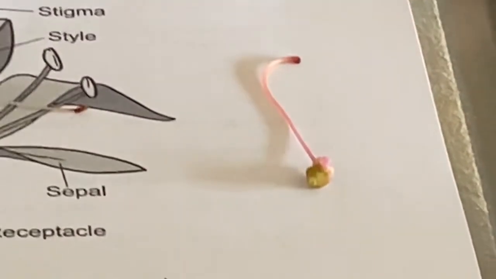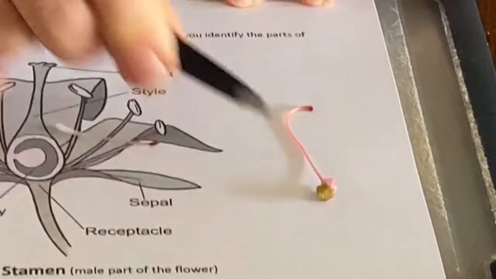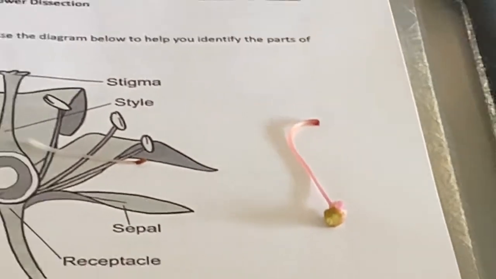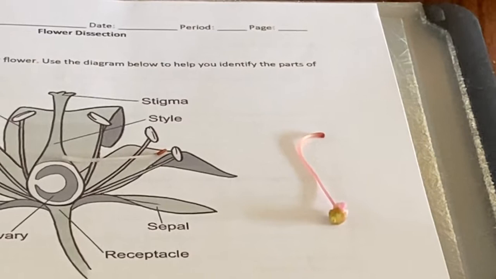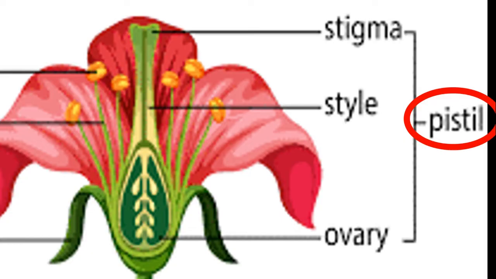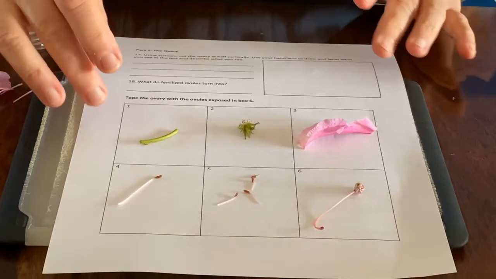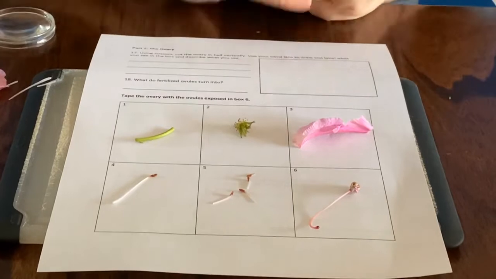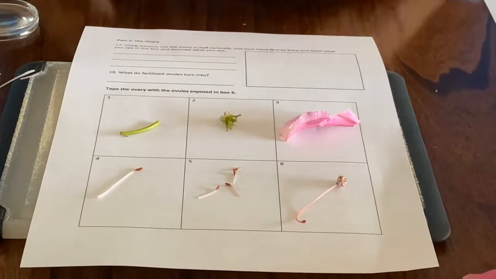And that's where fertilization happens. The whole female part is called the pistil. So the stigma, style, and ovary make the pistil. When you're done with the lab sheet, we would have taped all of these down, and we could go back through and talk about each part and its purpose.